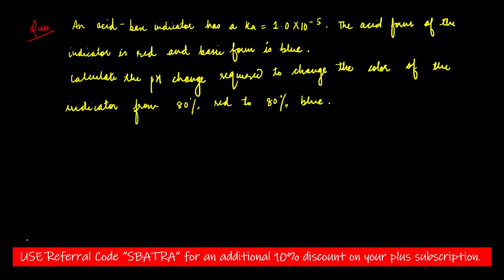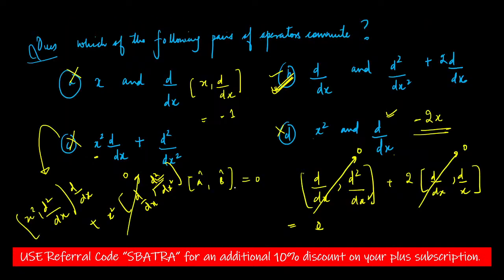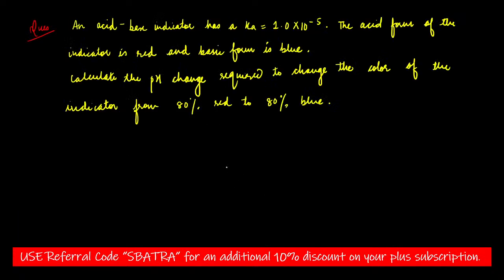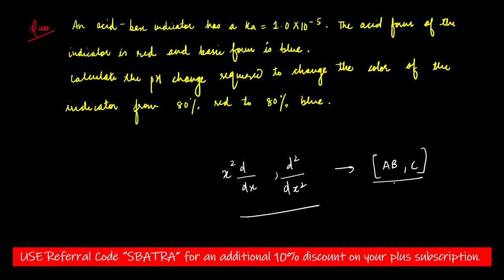Okay, so you can solve this question, the C part, okay? So let's see what is basically your C part. Right, okay? C, this is your x square d by dx, the first operator, and the second operator is d square by dx square, okay? So this is your operator. So what we can write, right? This is nothing but A and B, right? This is nothing but the AB operator, commutator C, okay? So this is how we can calculate this value.